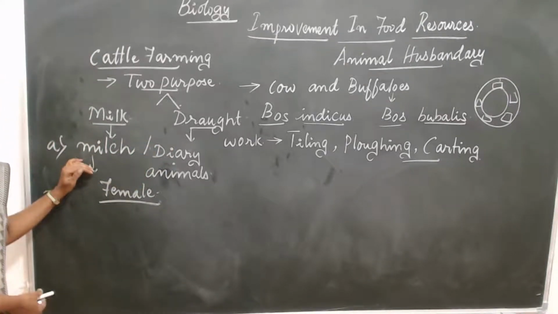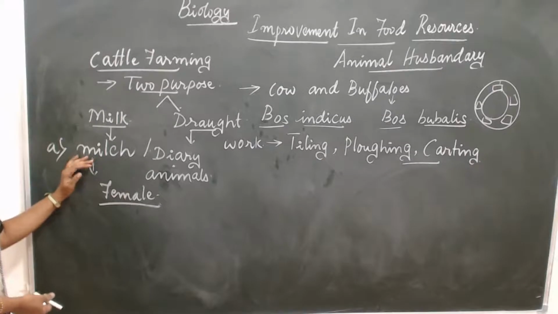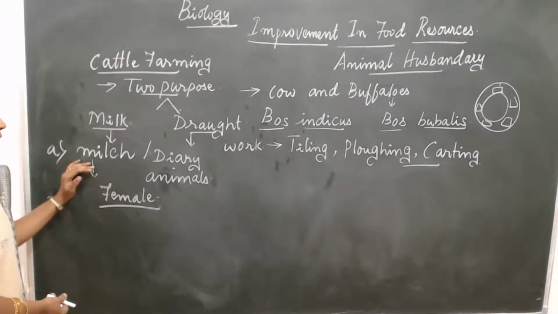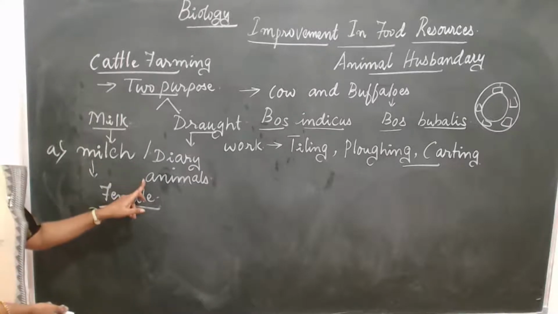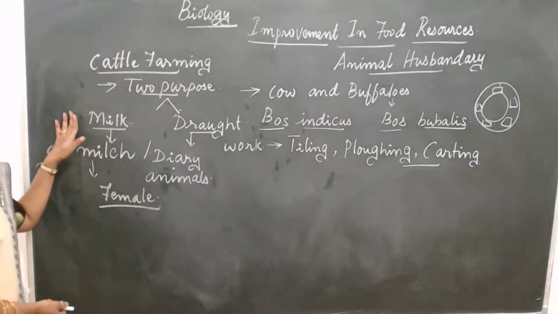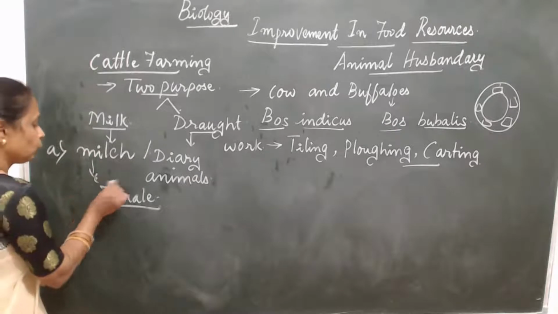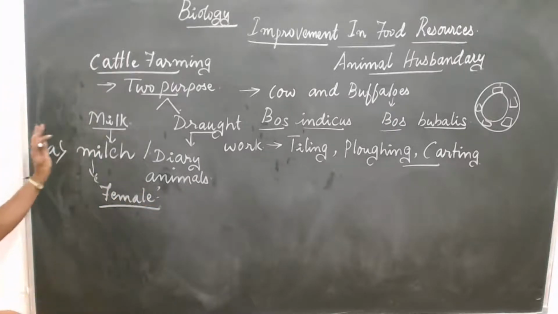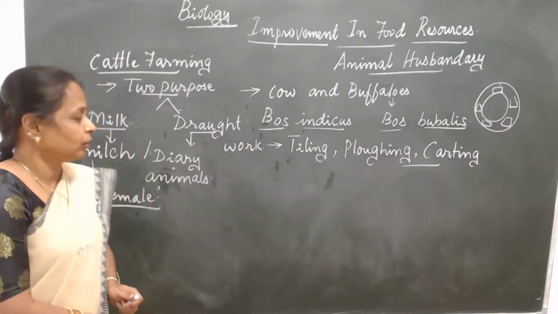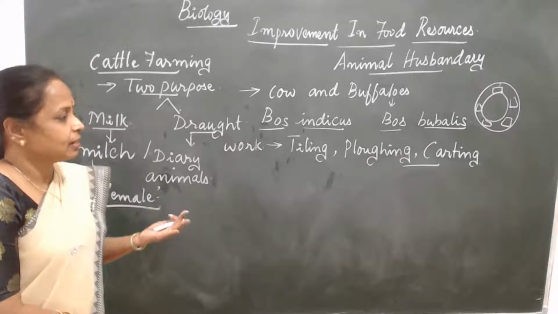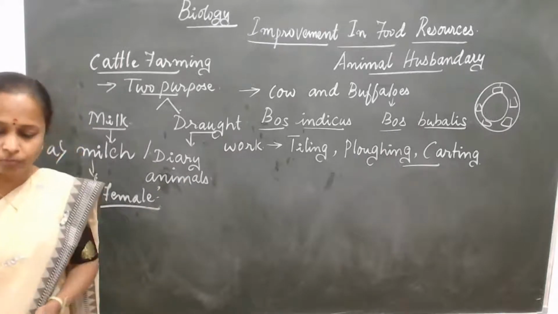What are milk animals? One more question is there for the textbook. Milk animals are the dairy animals. These are going to produce the milk. So please don't forget to use the words: the females which produce milk are called milk animals. And for the draught purpose, you have three things to be noted: ploughing, chilling, and cutting.